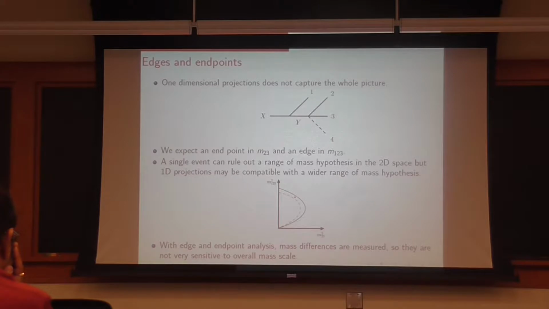M123 and M23, imagine here's your event. You can talk about the boundary of the phase space in this two-dimensional space, and knowing the boundary and having an event will give you the power to eliminate a bunch of mass hypotheses, which you cannot do by just looking at the projections. Projecting onto this axis or this axis gives you something in the middle, which doesn't give you that much power of rejecting mass hypotheses, but you can single out this much of the space by just having an event over there.